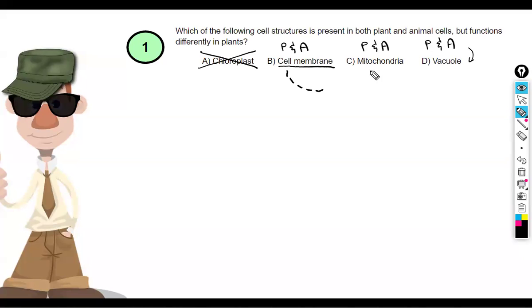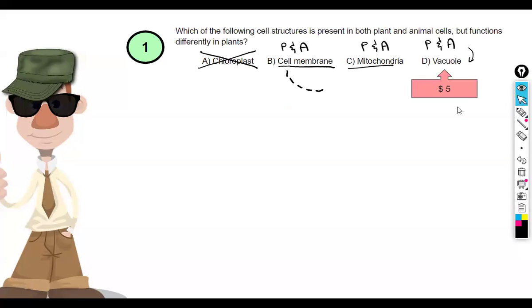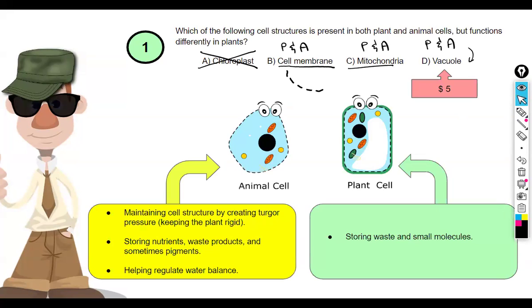Mitochondria produces energy. No matter what, it produces energy in both of them. So it cannot be the answer. The answer has to be what? The vacuole. For those who get it correct, take down $5. Just write down $5. Now, I have a little diagram here. Don't worry.